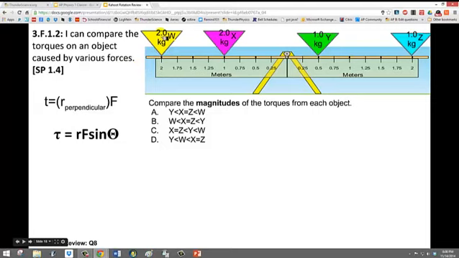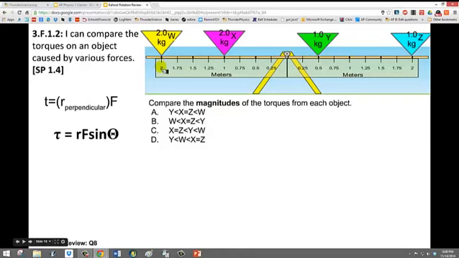This mass produces a torque that is the mass times 9.8 times 2. That would be, for this one, object X, 2 times 9.8 times 1. This is 1 times 0.5 times 9.8. And this is 1 times 9.8 times 2. So the torque with the greatest magnitude would be W.